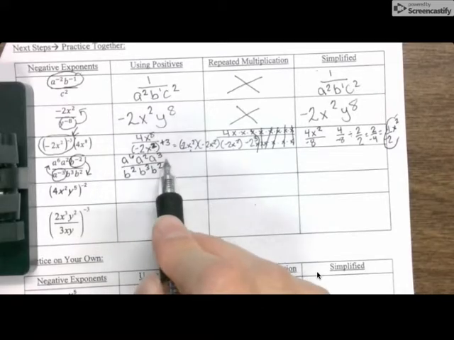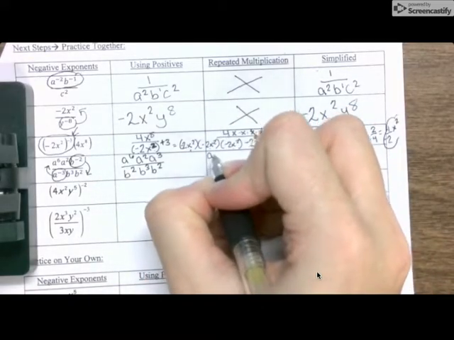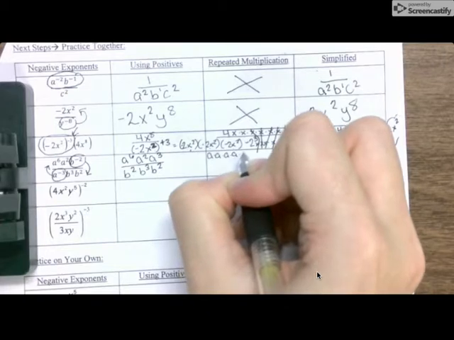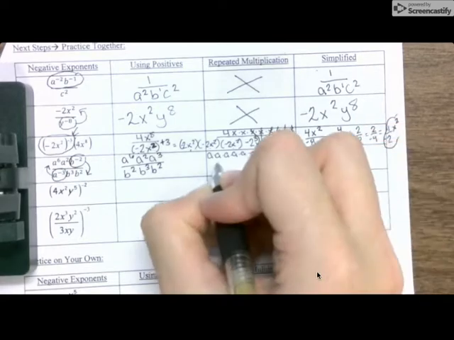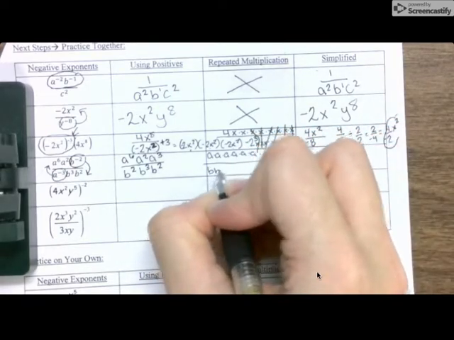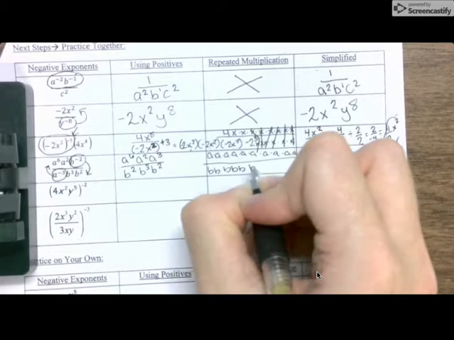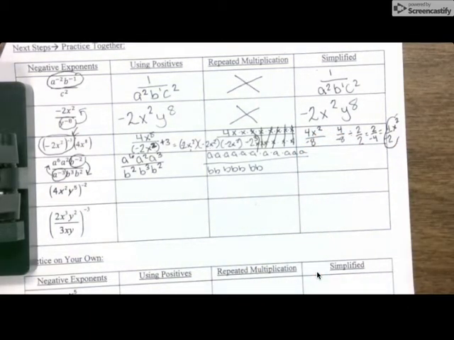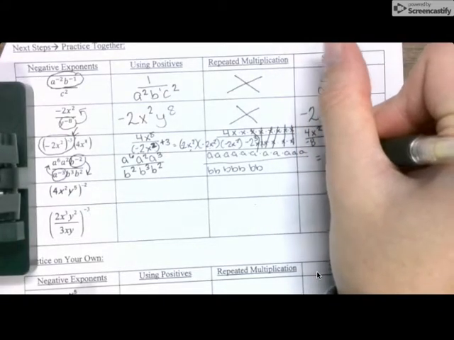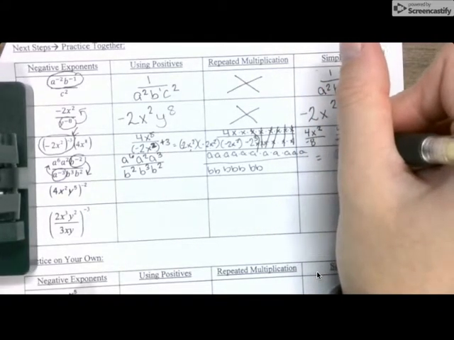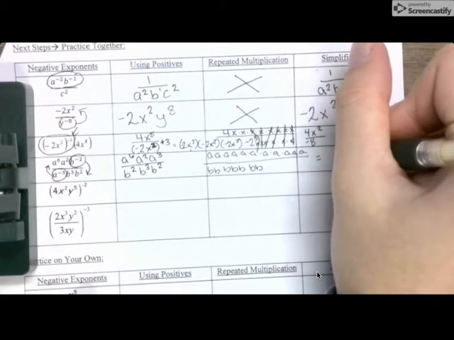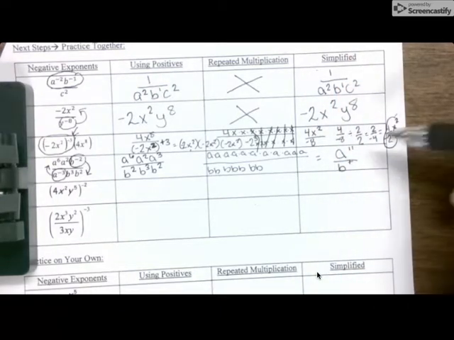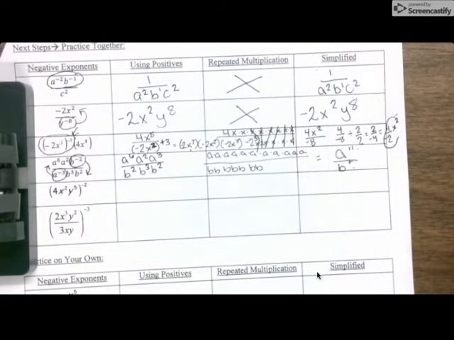How many a's is this? Well, there's 6 at first. Then there are 2. Then there are 3. On bottom, there are 2. Then there are 3. Then there are 2. Is there anything that we can cancel out like we did on the other one? No. So we'll just write it. So a to the 11th over b to the 7th.